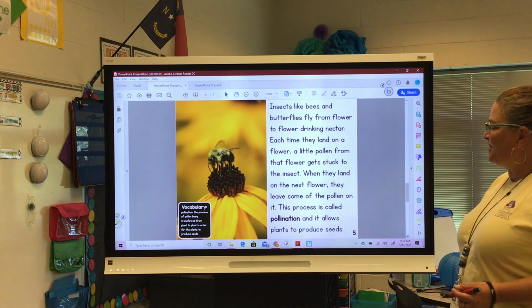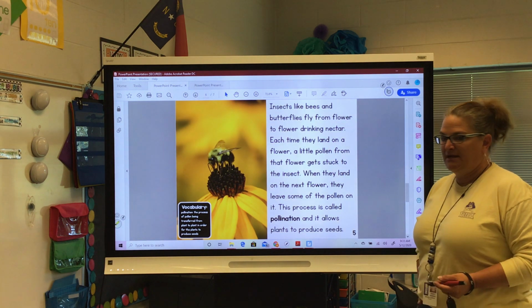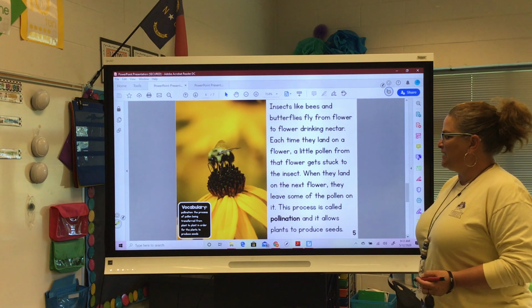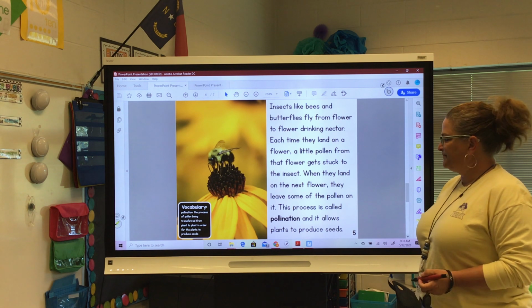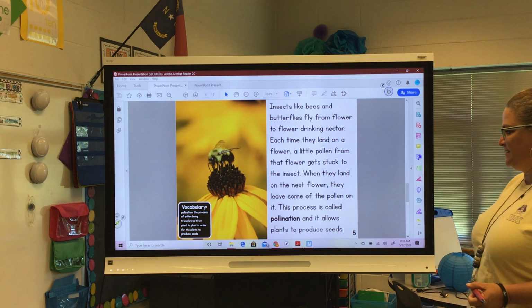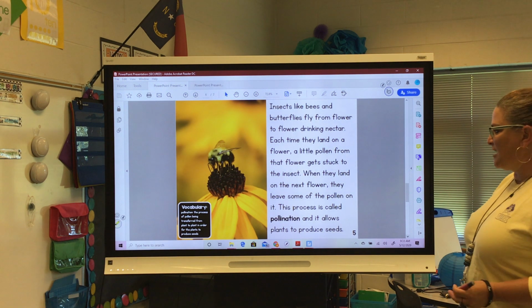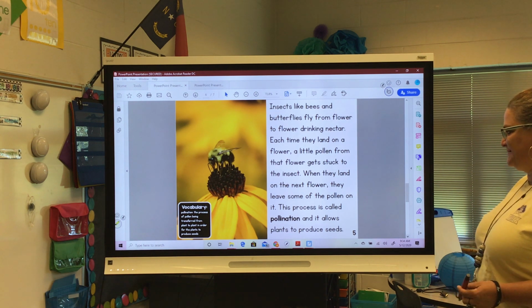Insects like bees and butterflies fly from flower to flower drinking nectar. Each time they land on a flower, a little pollen from that flower gets stuck to the insect. When they land on the next flower, they leave some of the pollen on it. This process is called pollination, and it allows the plants to produce seeds.